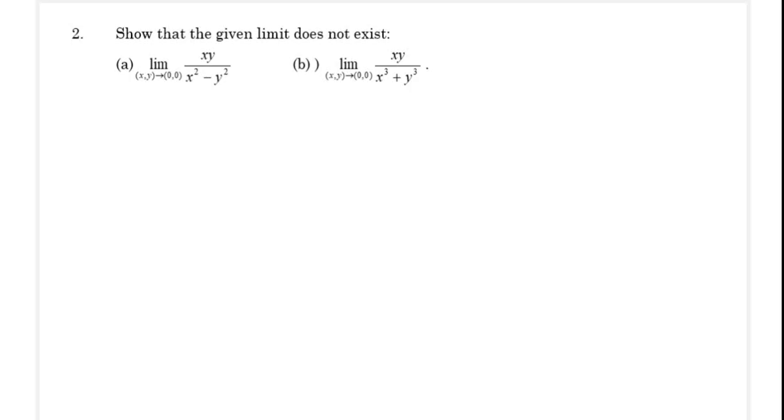If a limit does exist, it means that whatever path I take, whatever line I go along, the limit will remain the same. But if the limit does not exist, which is the case we're trying to prove, it means I can find a path or a line along which the limit will be different from another path that I take. Then the limit does not exist.